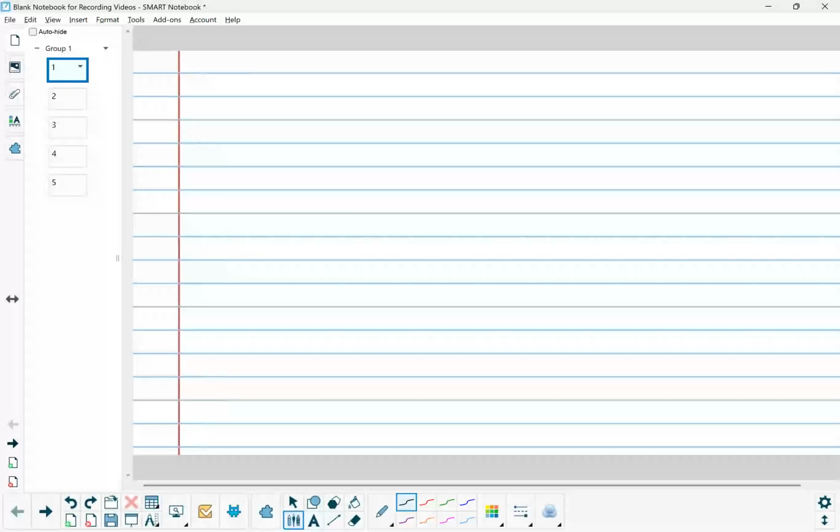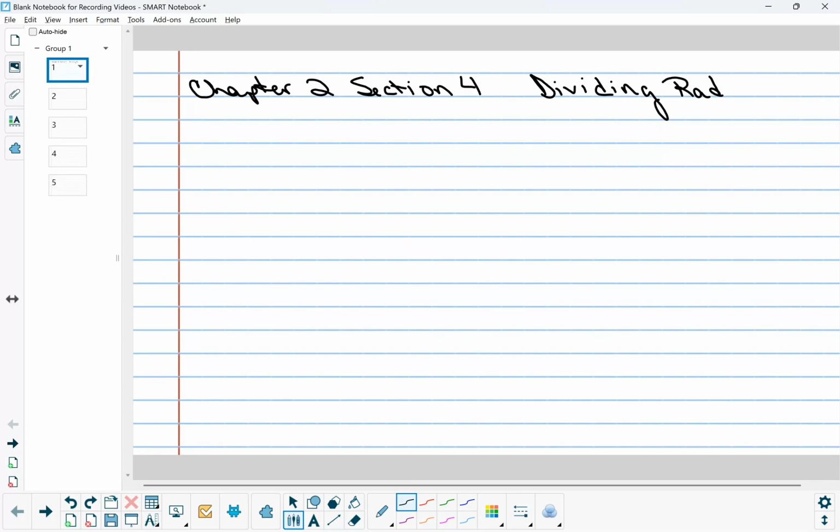Okay, so welcome. This is Chapter 2, Section 4. And this is all about dividing radical expressions. Okay, so there are two distinct sections to this. So the first part is dividing radicals with one term in the denominator.